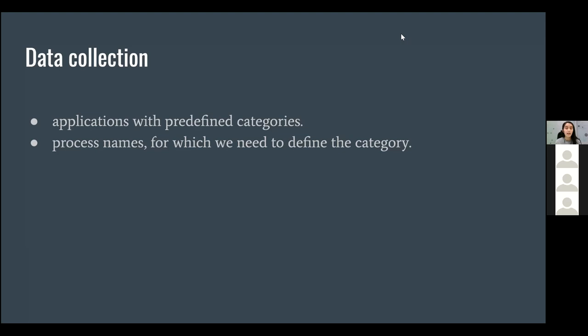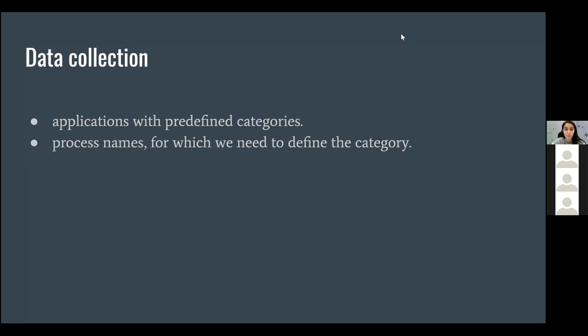The difference between application name and process name is that the process names have extensions like .exe or the path to the executable file. The first set of data is the set of applications with which we will find the similarity of a given process. Since there are a lot of sources containing application names with categories, we decided at first to construct a mapping from process names to applications, and then for each application define the category. So the second set is the process names themselves.